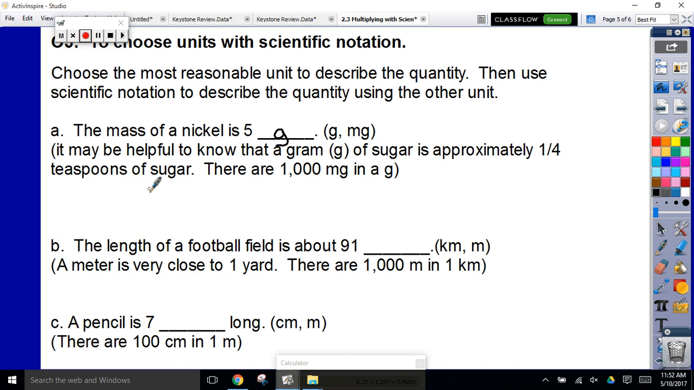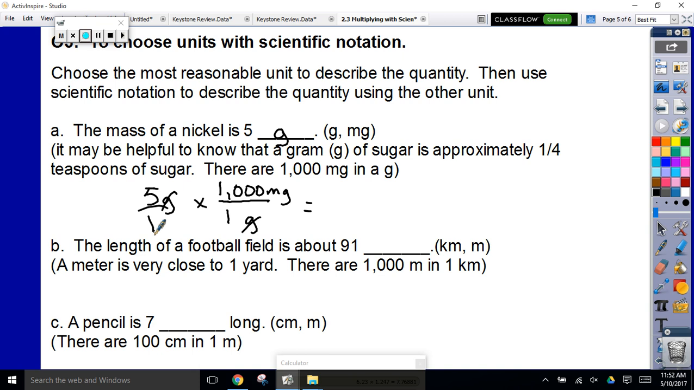So if it's 5 grams and we want to know how many milligrams it is, we're going to multiply by what's called a conversion factor, where we say that there are 1,000 milligrams in a gram. So we need to make a fraction where we put grams on the bottom. So 1 gram is equal to 1,000 milligrams. We can see from this the grams will cancel out. We can say this is 5/1.